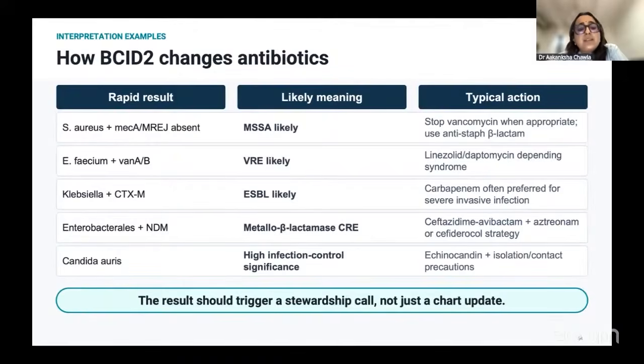Then a Klebsiella with CTX-M. So this tells you that it's most likely ESBL. So carbapenem is often the preferred drug of choice. Enterobacterales with NDM, so metallo-beta-lactamase, CRE. So again, ceftazidime-avibactam and aztreonam become your drug of choice. If it flags a Candida auris, then firstly, this tells you that you require high infection control. You need isolation and contact precaution. And of course, high-dose echinocandins remain the drug of choice. Remember, this should trigger a stewardship, not a chart update.